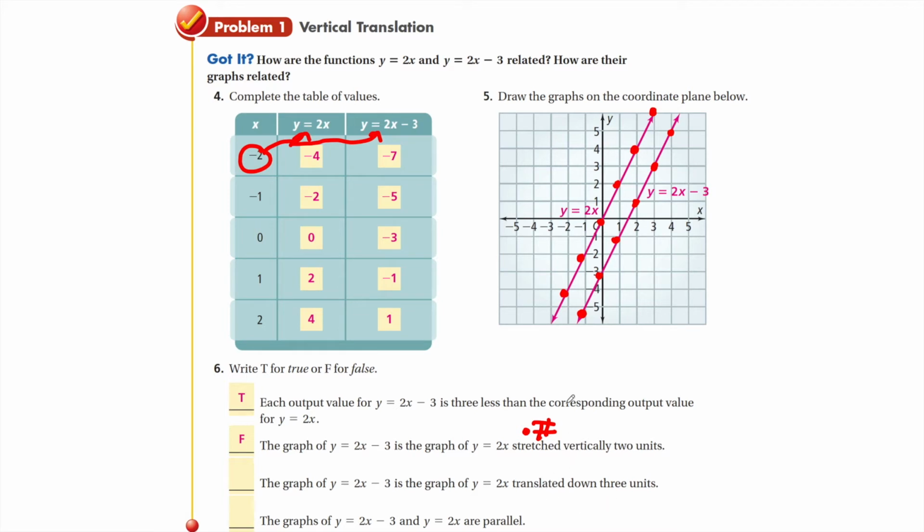The graph of y equals 2x minus 3 is the graph of y equals 2x translated down 3 units. If I take a look up here, I start at this point. If I were to go down 1, 2, 3 units, I am landing on every single one of these points by going down 3 units. And therefore, that's true. The graphs of y equals 2x minus 3 and y equals 2x are parallel. And of course that's true. They both share the same slope. Which, by the way, in the second portion, if it was a vertical stretch, they would not have the same slope anymore.